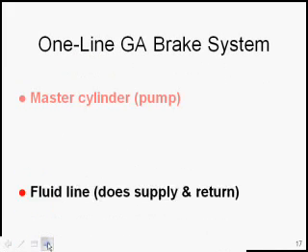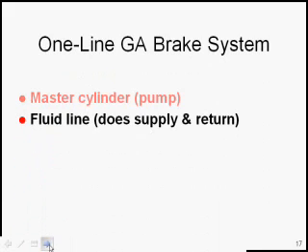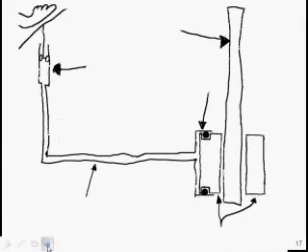First we're going to do the one-line. Here is a one-line general aviation brake system. The master cylinder is the pump. We're only going to need one fluid line. It allows the fluid to go from the pump to the actuator and from the actuator back to the pump. And then of course we have to have the actuator. This one happens to be single acting.